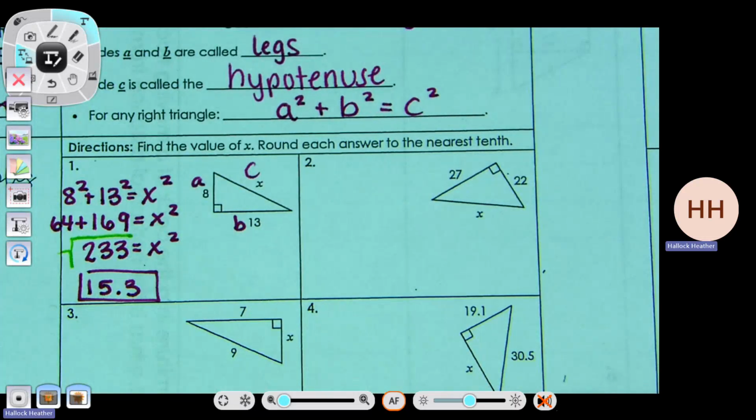Try number 2. Start by figuring out which side is C. C is the longest side. A and B flip-flop. It doesn't matter which one's A, which one's B. Don't stress about that. C is the only side that matters. C is along the side. C is opposite of the 90-degree angle.